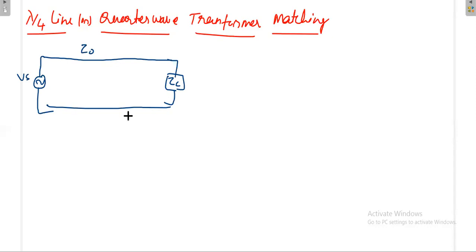Now what I'm going to do? I'm going to do something in such a way. See, I'm going to cut the transmission line. I'm going to introduce something. I will break the transmission line like this, and introduce a small section of the line.